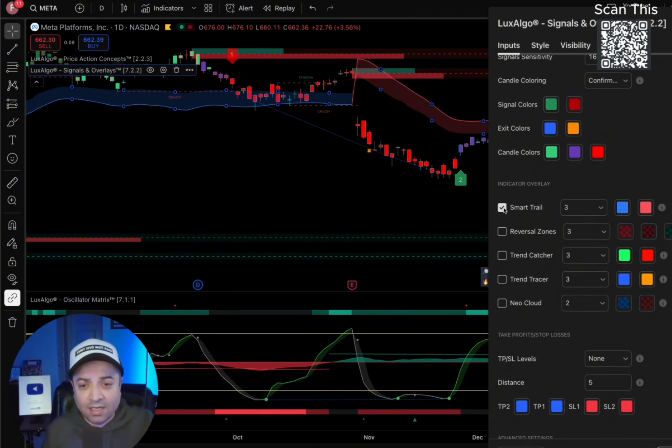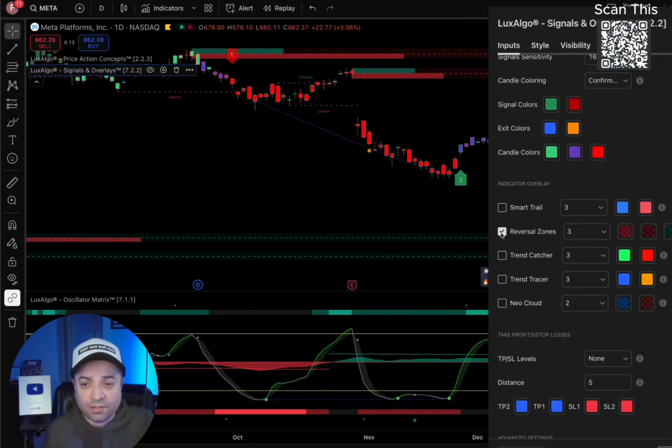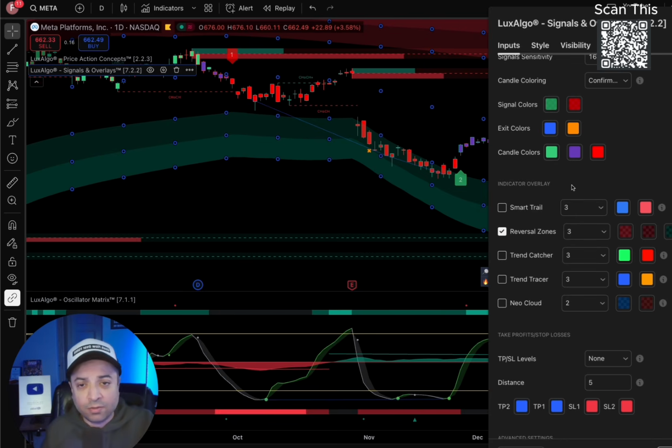Then right here, the main thing that I use over here when I'm using the signals and overlays, I don't use a smart trail as much. I will use reversal zones. And reversal zones are very, very similar to Bollinger Bands, but with all of their other data in it. I feel they're much more accurate than Bollinger Bands. So I use the reversal zones. And then that's it. That's all I do for the settings on those.